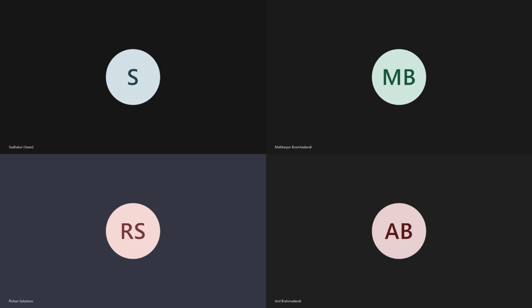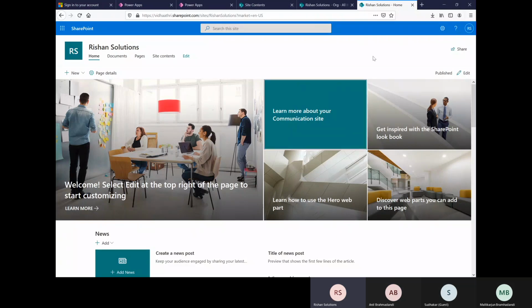Work with the Canvas apps. That's a basic we discussed about it. And today we are going to discuss how we can work with the list and then how we can add a Power Apps form into a SharePoint out-of-box forms.